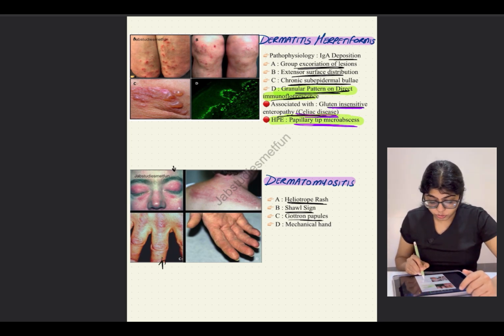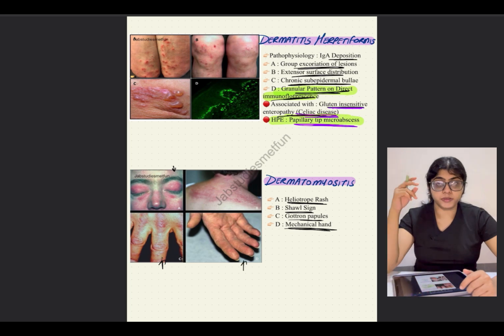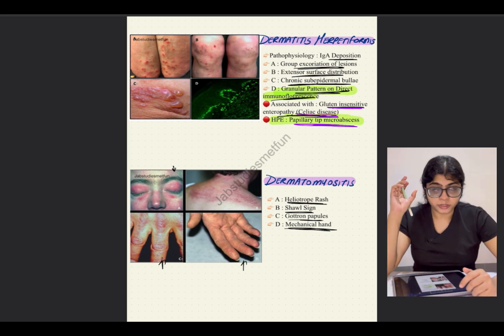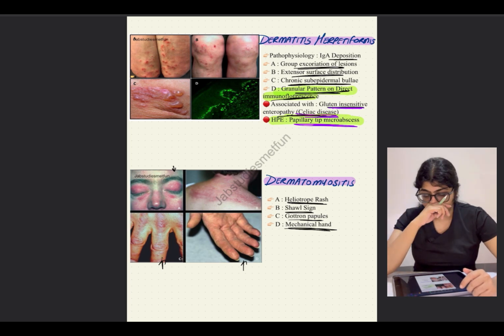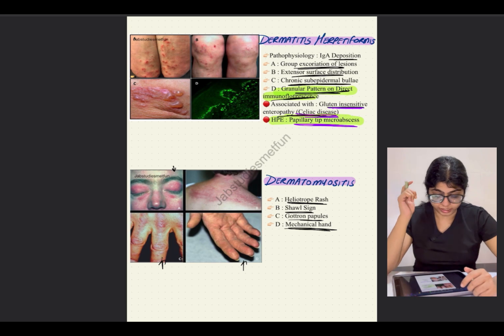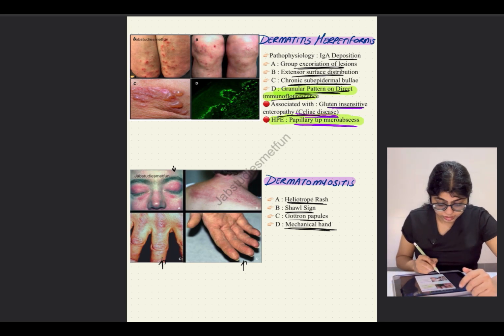And the fourth one shows a mechanic's hand, which can be confused with arthritis, but it is not. Gottron papules are different from Heberden's nodes as seen in arthritis. Gottron's papules are more erythematous, and you can see that they are mostly subcutaneous.